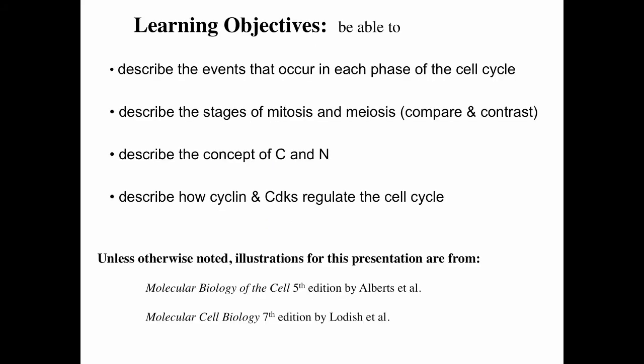Your learning objectives for these 3 podcasts: you should be able to describe the events that occur in each phase of the cell cycle. You should be able to describe stages of mitosis and meiosis. It's useful to be able to do this by comparing and contrasting. You should be able to describe the concepts of C and N, and you should be able to describe how cyclin and cyclin-dependent kinases regulate passage through the cell cycle.